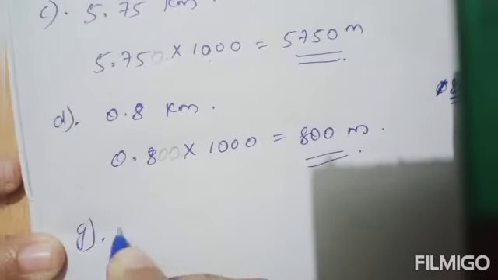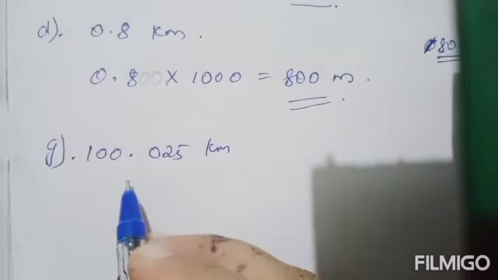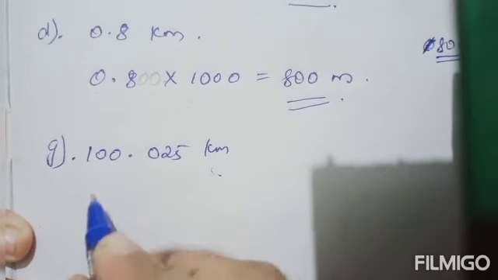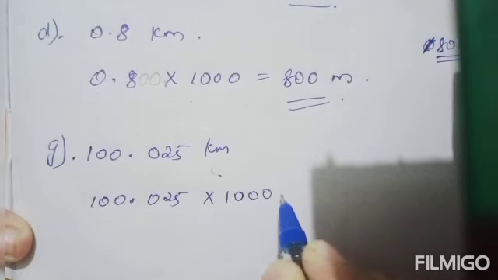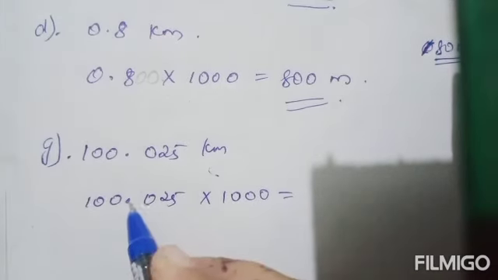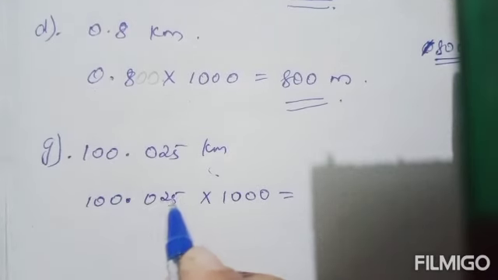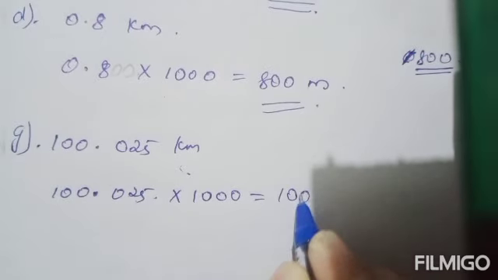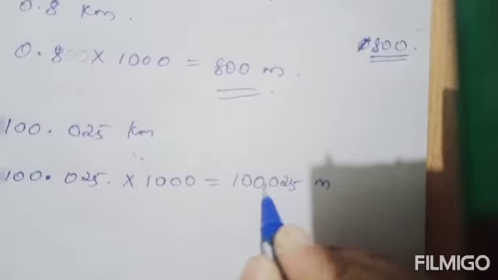Next G, 100.025 kilometer. In order to convert kilometer to meter, just multiply by 1000. So 100.025 into 1000, what will you get? Decimal point will move 3 places to the right. So this is 1, 2, 3. Here will be the decimal point. So what will you get? 100025 meter, that is 1,00,025 meter it is.